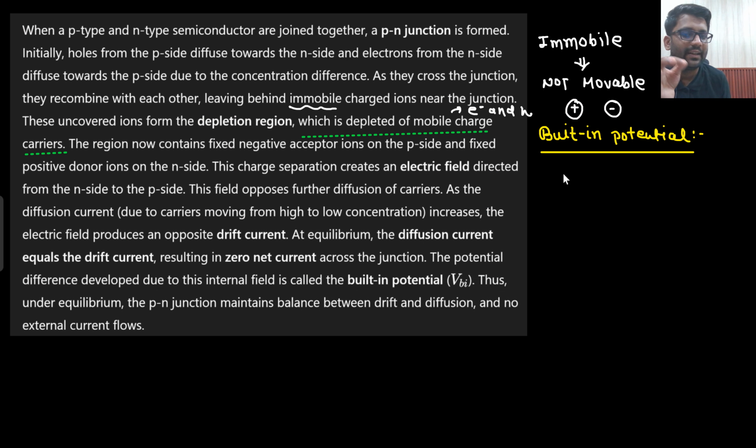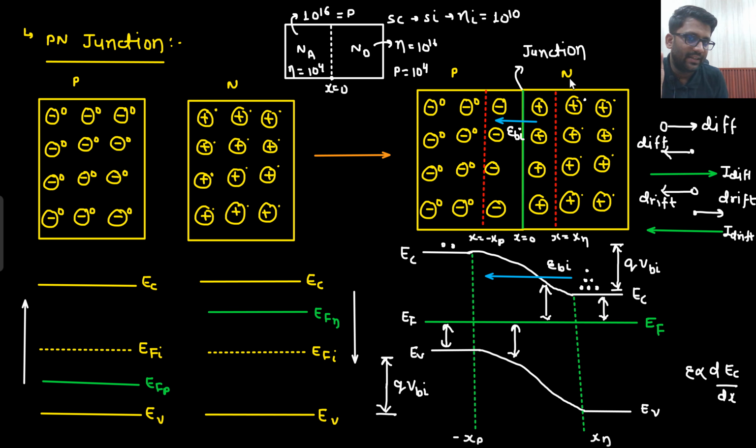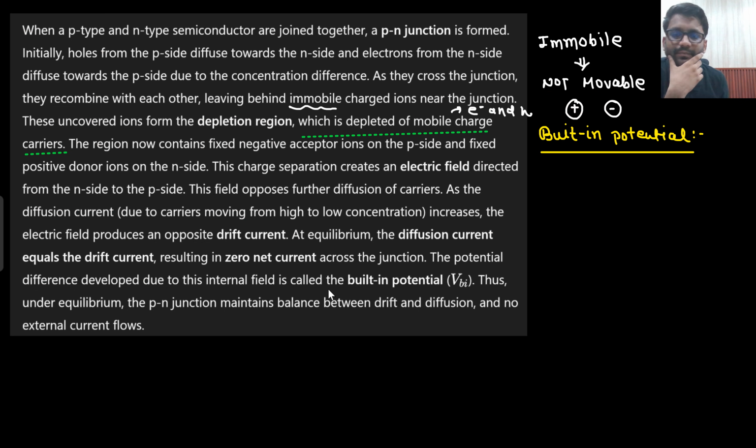This charge separation creates an electric field directed from n side to p side. This field opposes further diffusion of carriers. As the diffusion current increases, the electric field produces an opposite drift current, and at equilibrium the drift current is equal to the diffusion current, resulting in zero net current across the junction. The potential difference that has been developed is known as the built-in potential. Thus, under equilibrium, the PN junction maintains a balance of diffusion and drift, and no current flows.